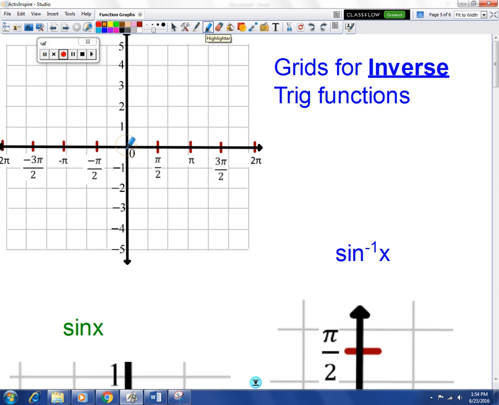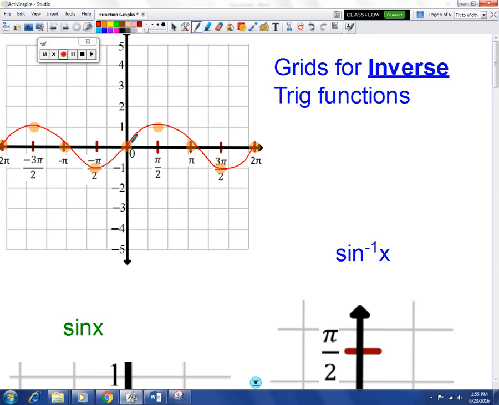We have a point here at 0, 0, at pi over 2, 1, at pi, 0, at 3 pi over 2, negative 1, and at 2 pi back to 0. And of course that's a regular sine, and of course we could repeat this on the left side from negative 2 pi. We just copy the same points again.